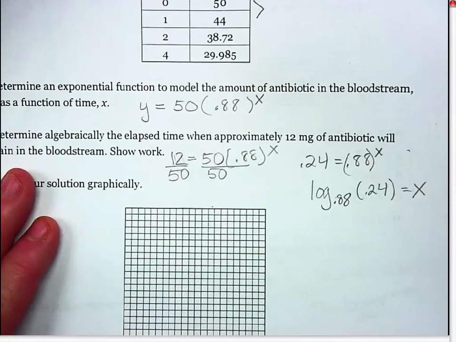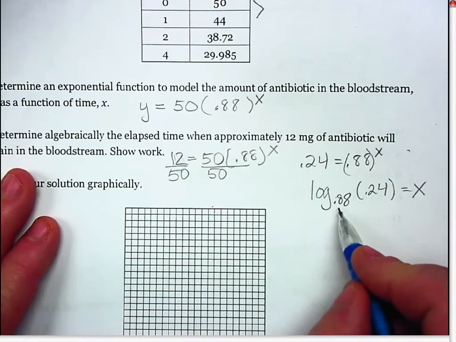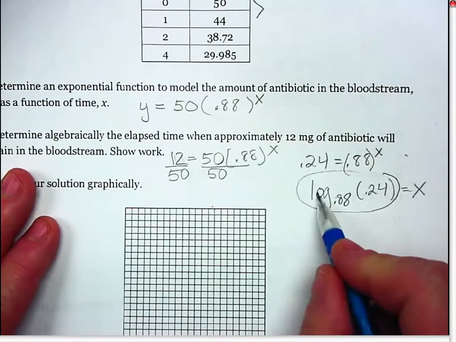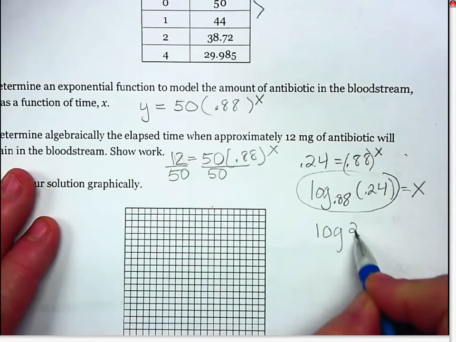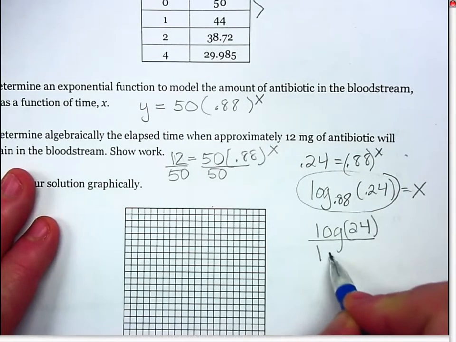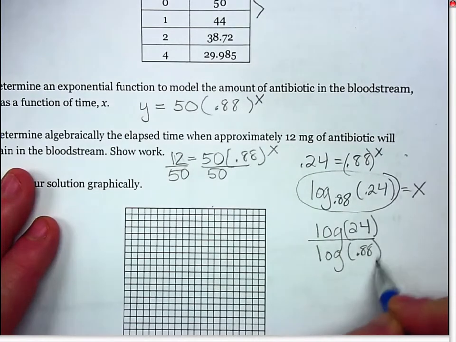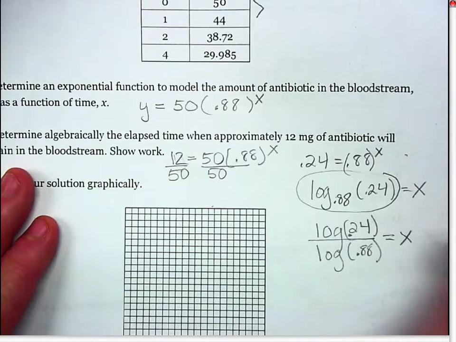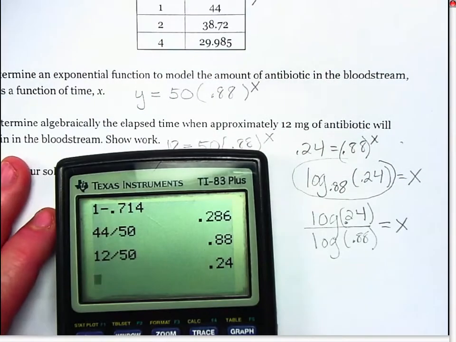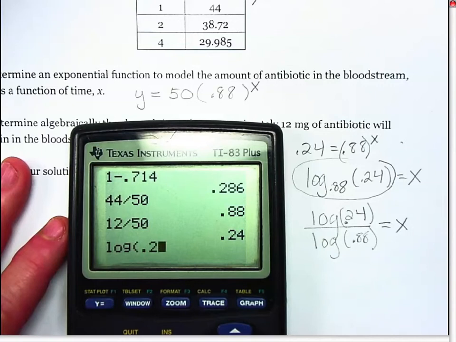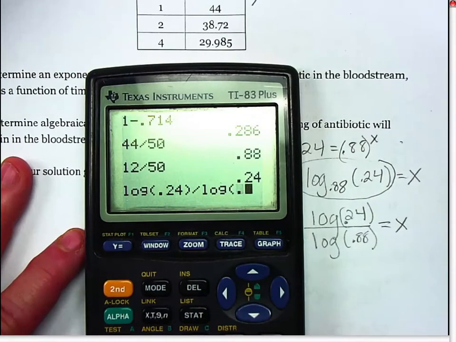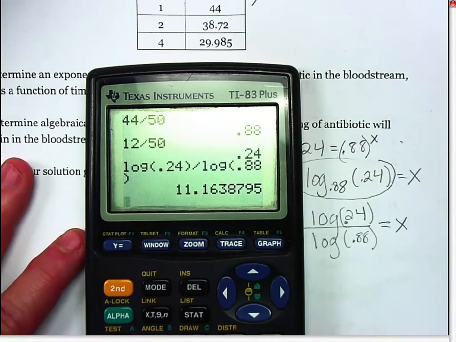Okay, so you had log base 0.24? Use your change of base property, where you do the log of 0.24 divided by the log of what? 0.88. The base goes on the bottom. So log 0.24 divided by log 0.88 is 11.16.